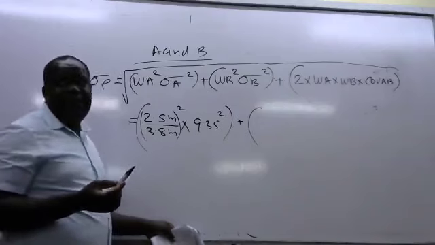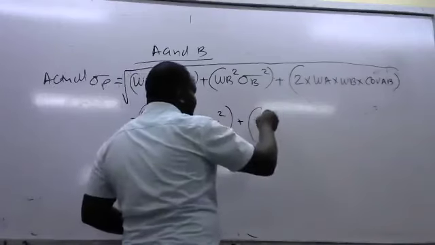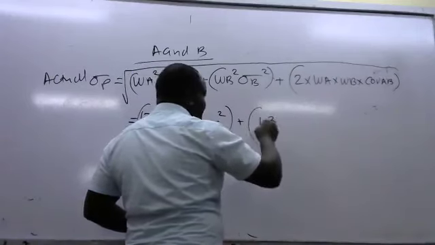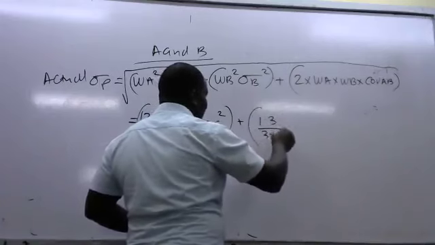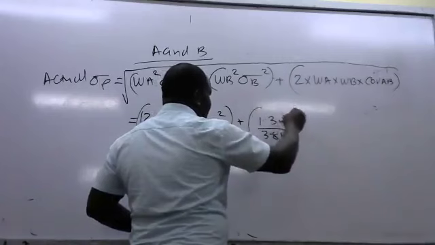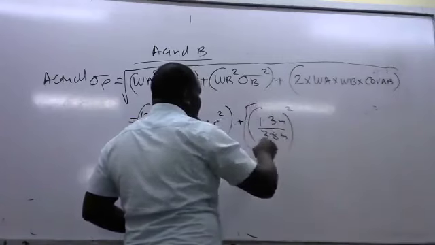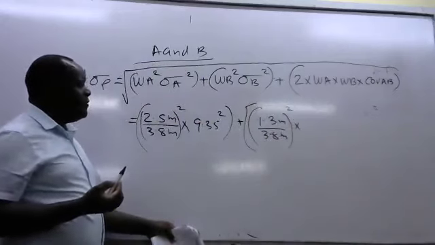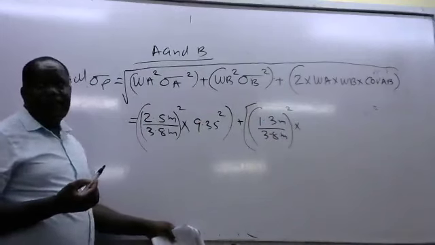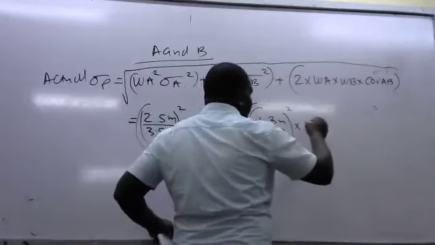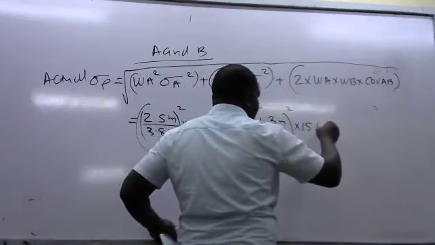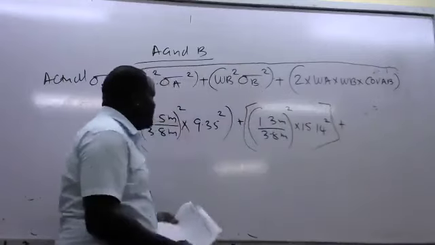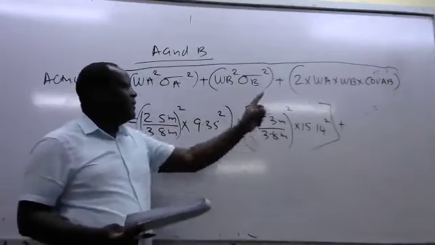It was 1.3 divided by 3.8. So this figure is also squared. Then multiply by the standard deviation for B, 15.14. So this one is that, this one is that.